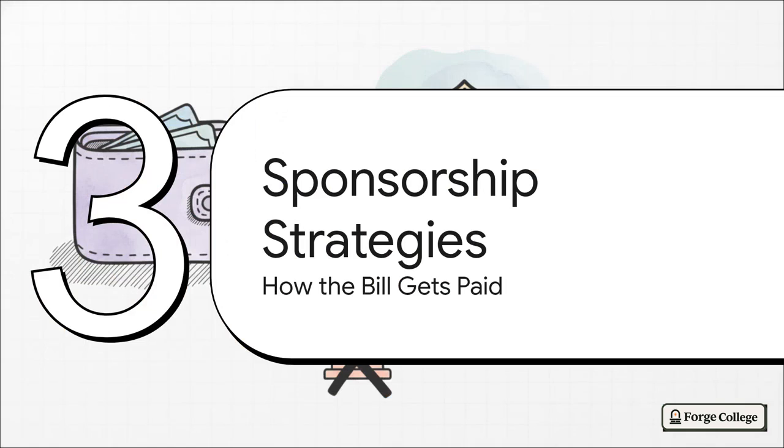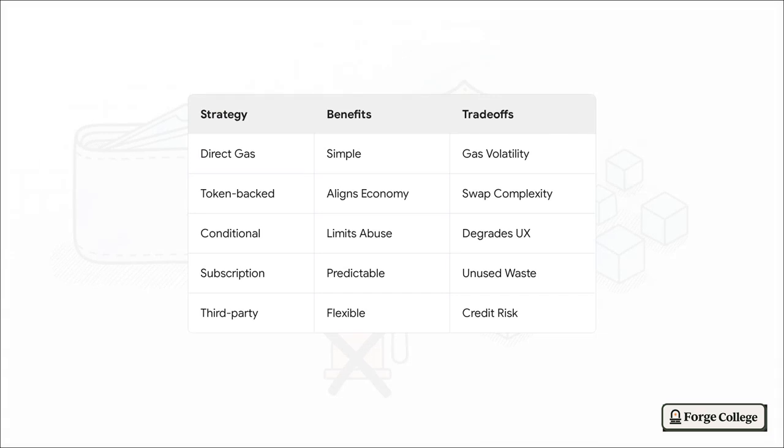Let's jump to Section 3, Sponsorship Strategies, how the bill gets paid. So, let's move from abstract metaphors into reality. These 5 funding models you see here, they're basically the toolkit for any Web3 engineer. First up, we have direct gas. It's simple, but it totally exposes you to gas volatility. Second is token-backed. This one is great for aligning your token economy, but you do have to manage liquidity and swaps, which can get complex.